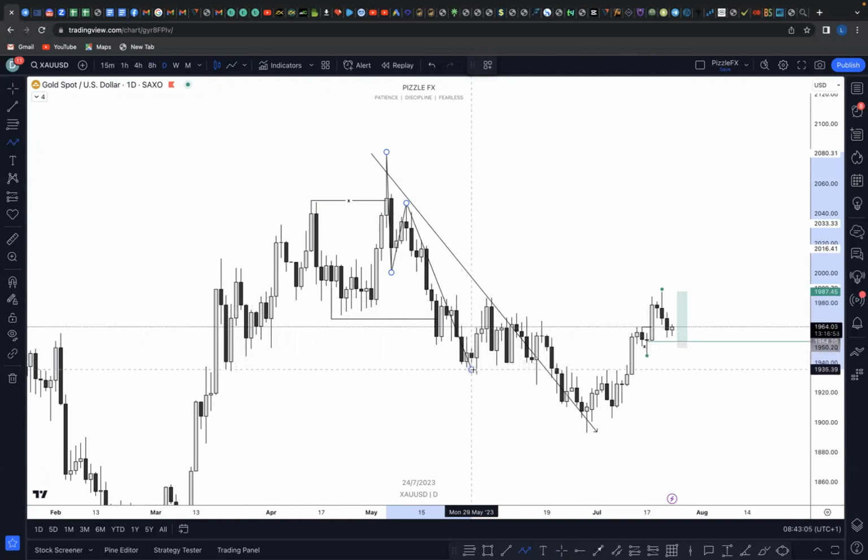Then we have a pullback here. The lowest candle, the high was taken out. Then we are coming down, down, down. The lowest candle here, high was taken out. Then coming down again. Now the lowest candle here, the high is being taken out. Then down, down, down. Then we have this, and the range includes this point because it breaks above here.